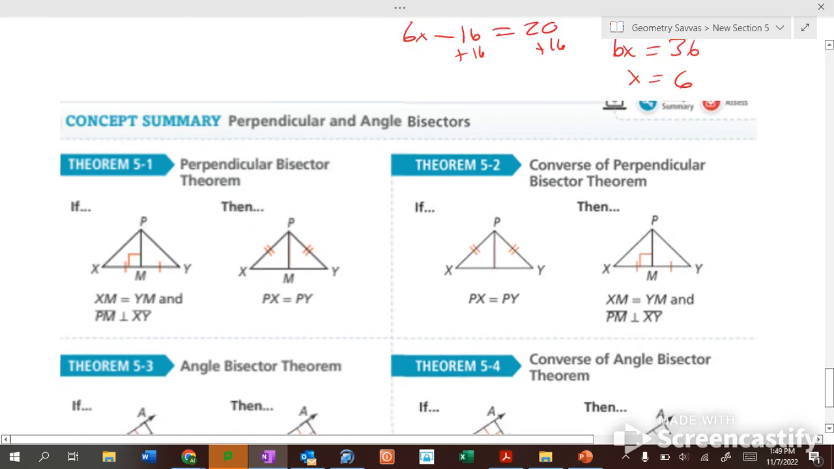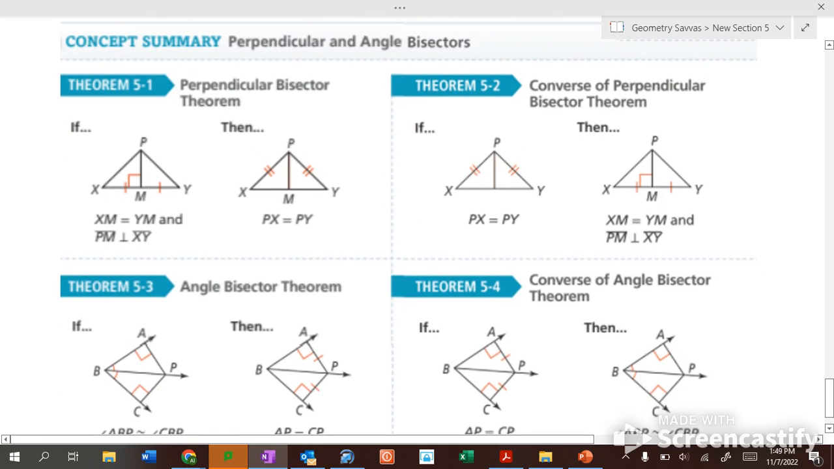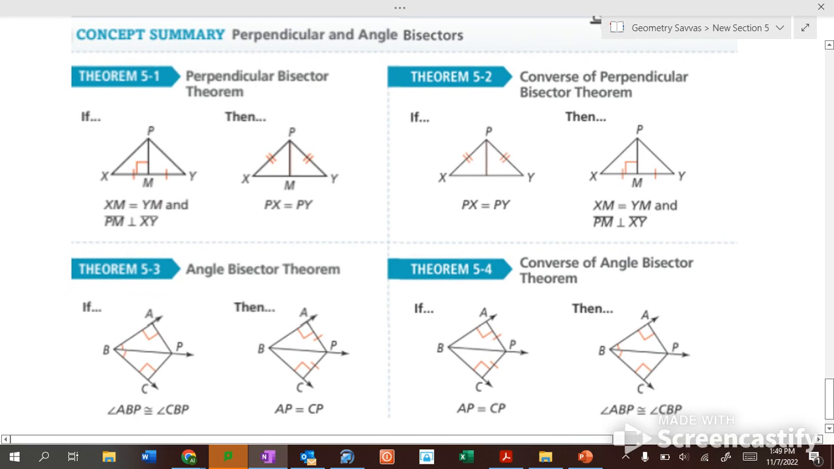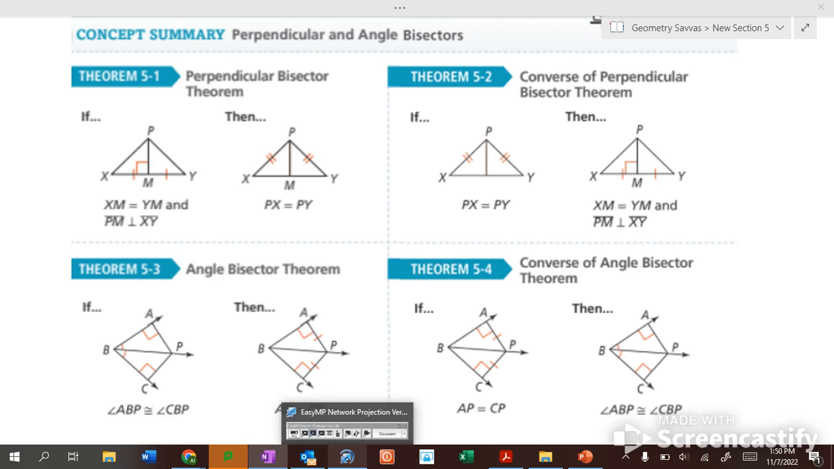Okay? All right, so those are the 4 things that we learned about today. Basically, on this assignment, if they look to be equal, you set them equal to each other, and then you're good. Okay, I'm going to let you have about 20 minutes to work on this, and then we're going to work on constructions, straight edges, and compasses, and that stuff again.